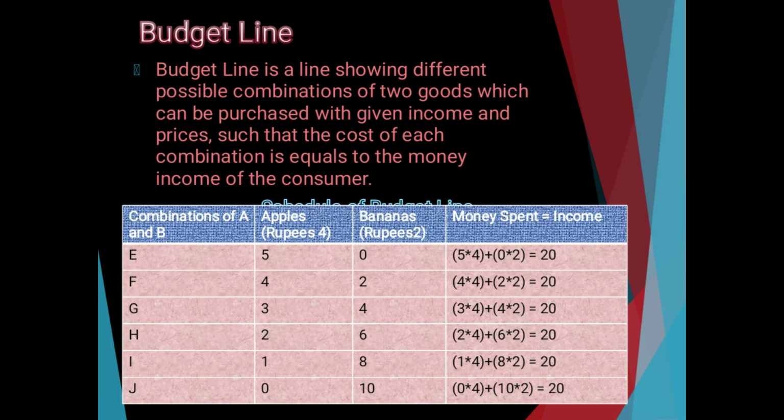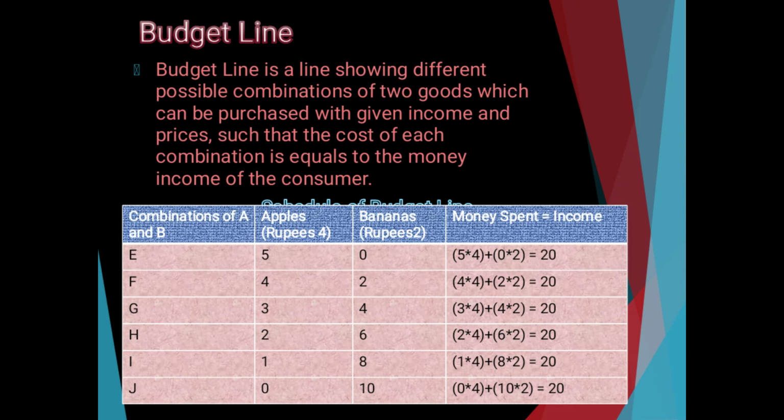Now we come to the budget line. The budget line is a line showing different possible combinations of two goods which can be purchased with a given income and price, such that the cost of each combination is equal to the money income of the consumer. So if he has a budget of only 60 rupees, he remains within that limit, and if he has a budget of 70 rupees, he remains within 70 rupees. He can't go beyond that budget. So it can be solved with the help of the schedule.